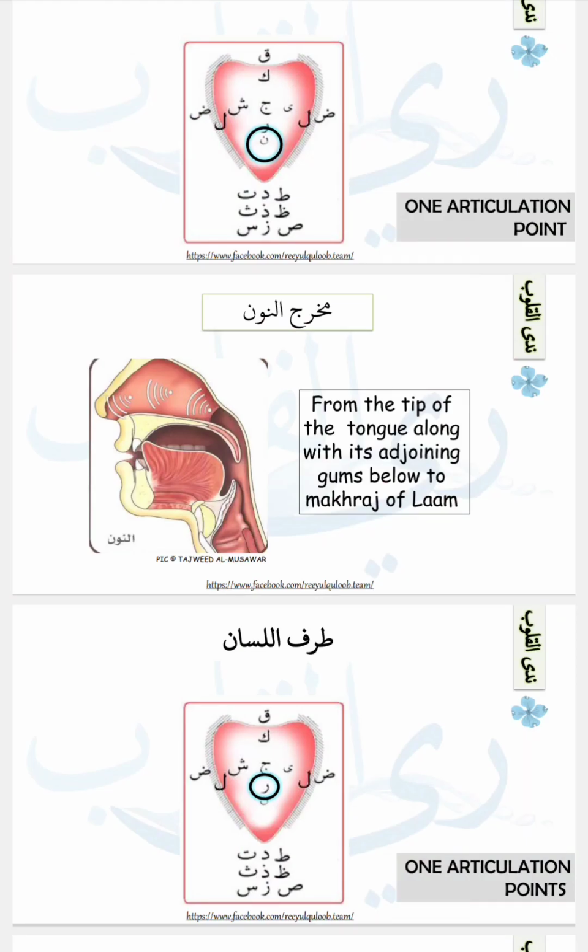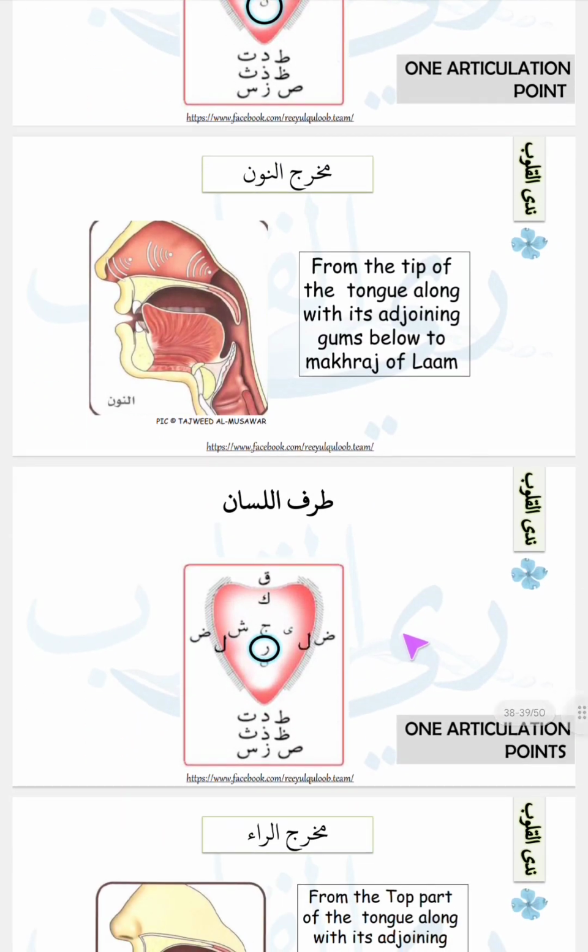Nun and Ra come from the tip of the tongue along with its adjoining gums, below the makhraj of lam. Nun and Ra come from this part of the tongue, which is not exactly the tipmost part, and it's not the middle part. It's the center of your tongue, but not the middle of your tongue, a little forward from it. Say an. If you give it a shadda, nun shadda, then you will be able to find the makhraj. An.